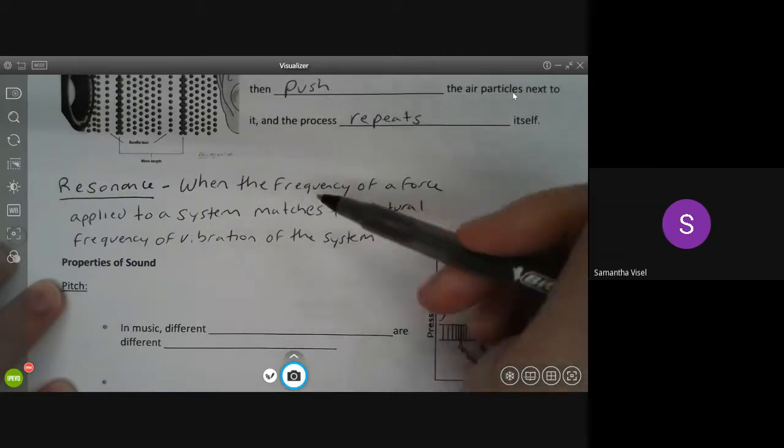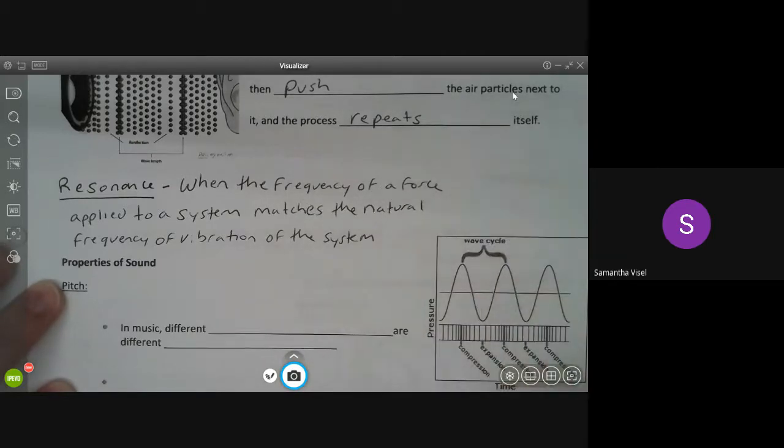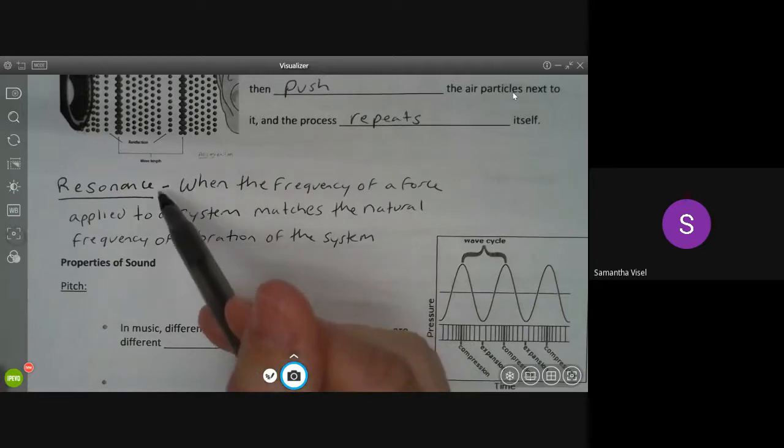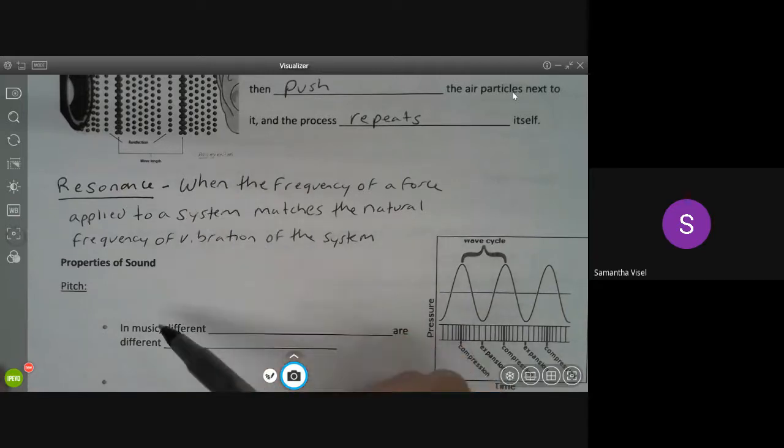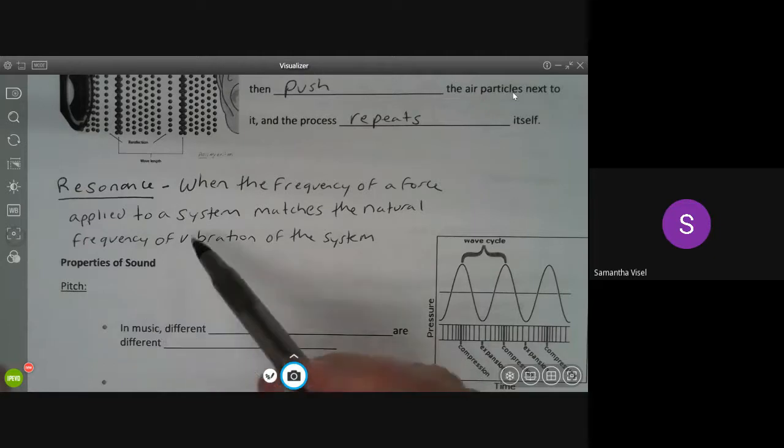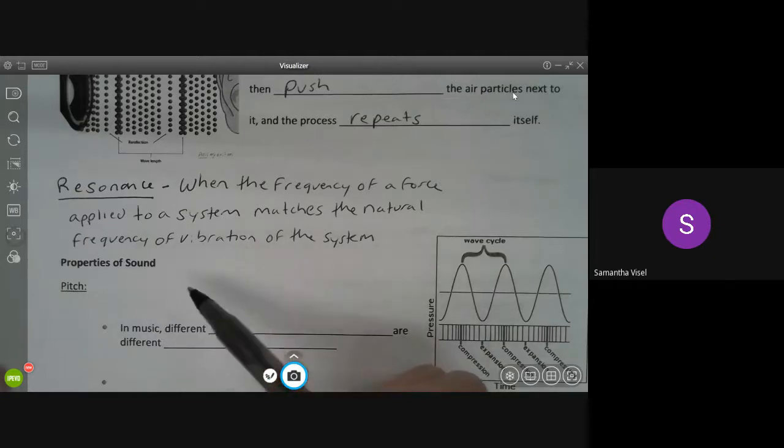So, when the frequency of a force applied to a system matches the natural frequency of vibration of the system. What resonance means, and I'm going to jump into pitch here shortly and talk about how these two things go together.